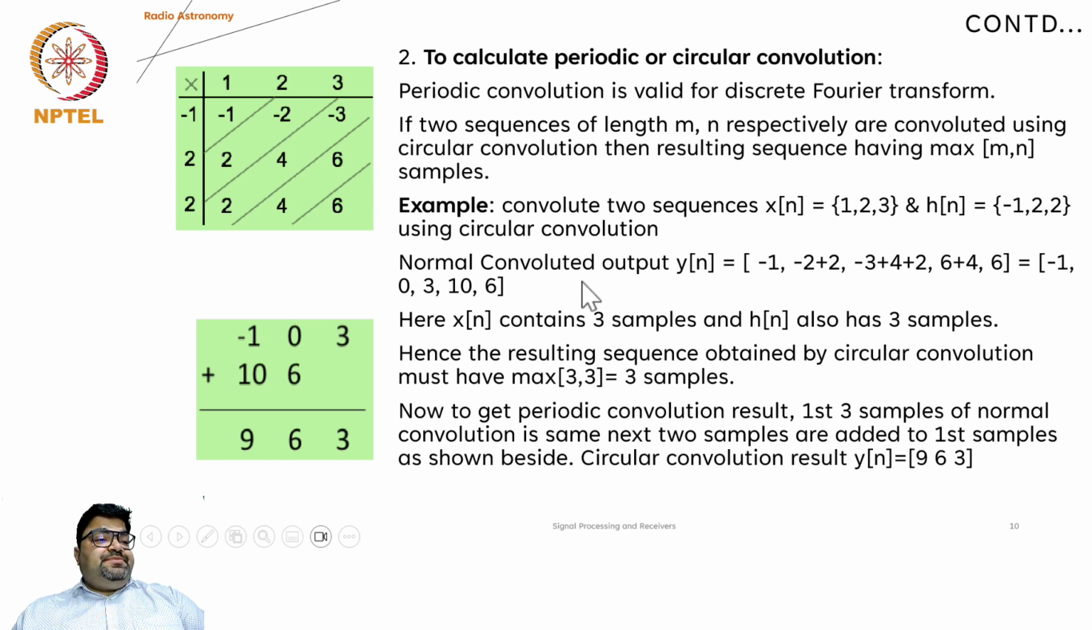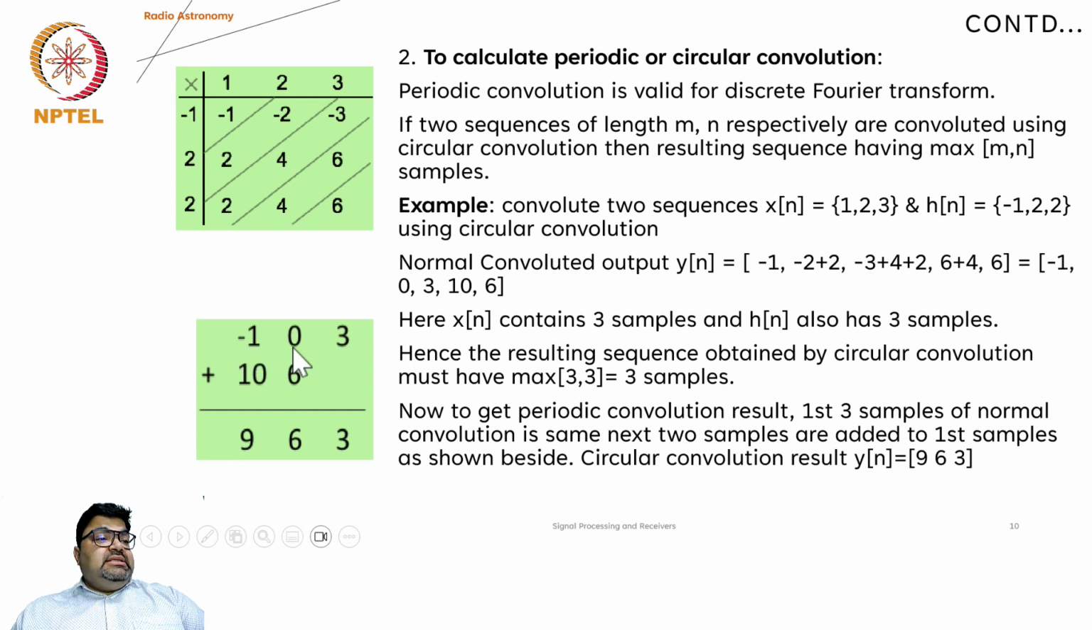So the final result must have the maximum of 3 and 3, so 3 samples. Now to get a periodic convolution result, the first 3 samples of the normal convolution stay the same, and the next 2 samples are added to the first samples, as shown below.